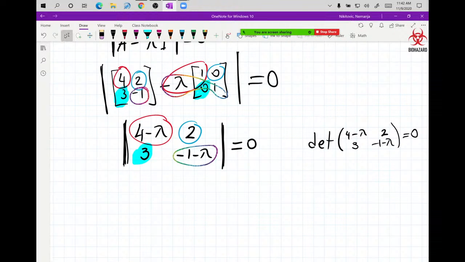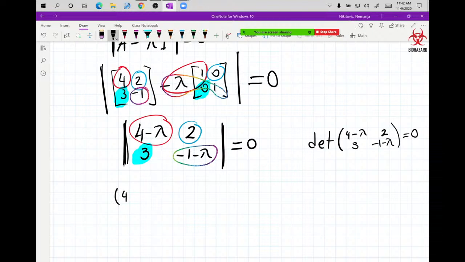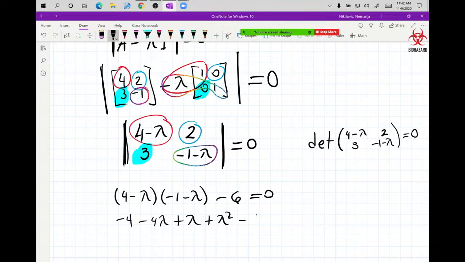All right, so now I know how to solve the determinant. Multiply this way, turn around, multiply the other way. So I have (4 minus lambda) times (negative 1 minus lambda), and then minus 6 equal to 0. Clearly, this will end up being some kind of quadratic equation, and then I can just solve that. So let's multiply. That's negative 4 lambda, positive lambda squared, minus 6. And lambda squared minus 3 lambda minus 10 equals 0.